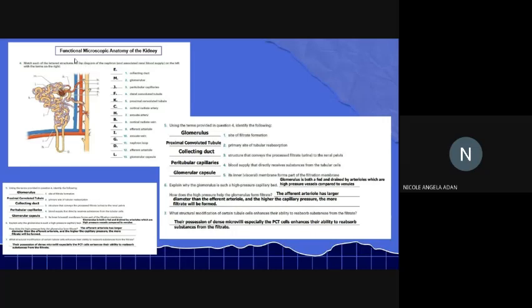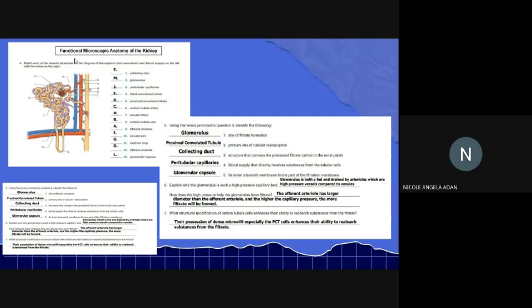6, cortical radiate artery is located in letter C. 7, arcuate artery, it is located in letter H. 8, cortical radiate vein is located in letter B. 9, efferent arteriole. It is located in letter A. Number 10, arcuate vein. It is located in letter I.